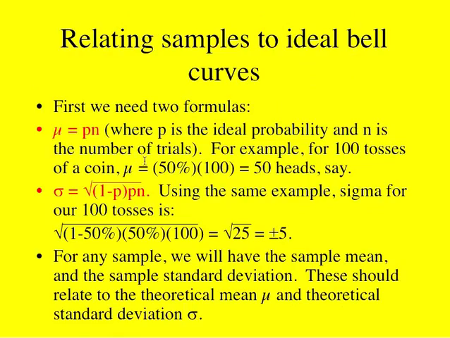Okay, let's cover some more terminology first. These two things you need to know. Remember, things in red you have to memorize. Mu, the ideal mean, equals p times n. Sigma, the ideal standard deviation, equals the square root of 1 minus p quantity times p times n. Okay?